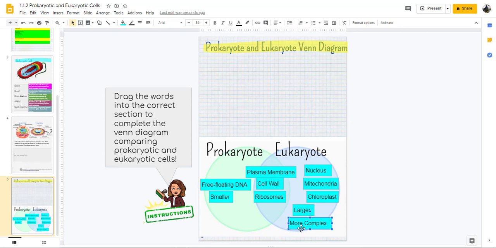So make sure you've got this filled out in your digital notebook. The last two slides in Nearpod, a little quiz for you to check yourself and make sure you've got this content, and then your assignment to turn into Canvas.